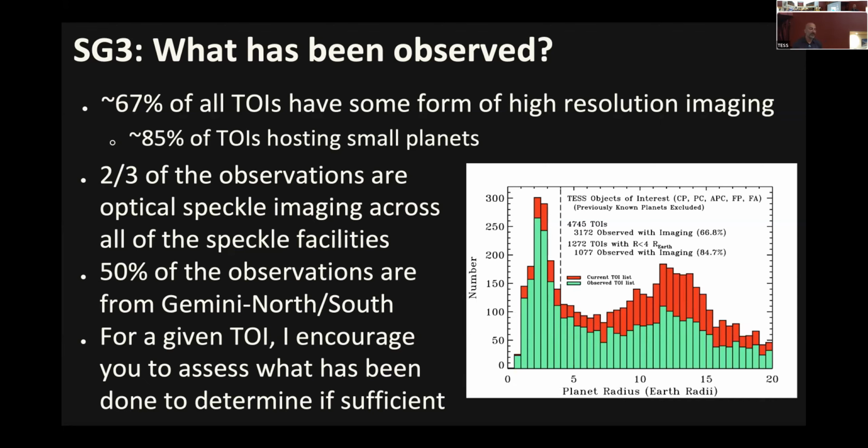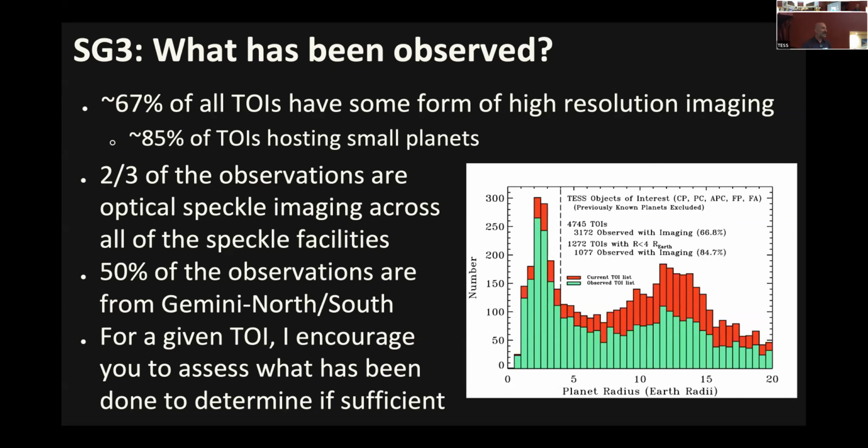And it's because we have these large dedicated programs, and two-thirds of the observations actually are optical speckle, either from SOAR or Gemini North and Gemini South. And in fact, the Gemini North-South programs actually make up about 50% of all the observations. These two very large, long-running programs on the 8-meter telescopes have been extraordinarily useful.